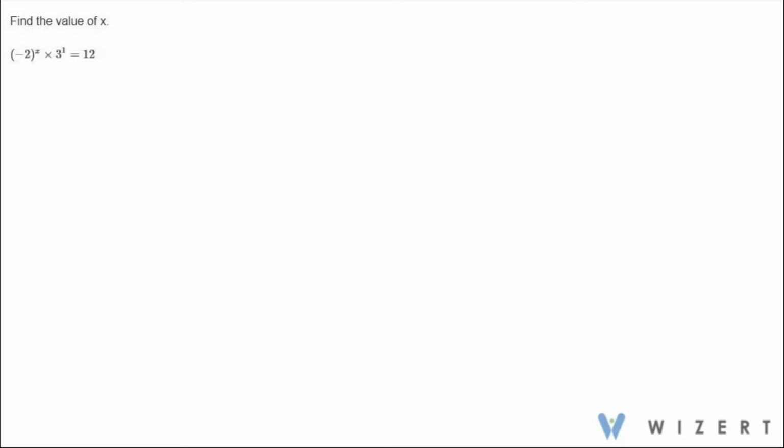We have this question here. Find the value of x. Minus 2 to the power x into 3 to the power 1 equal to 12. So what we need to do to find the value of x is write 12 in exponent form.